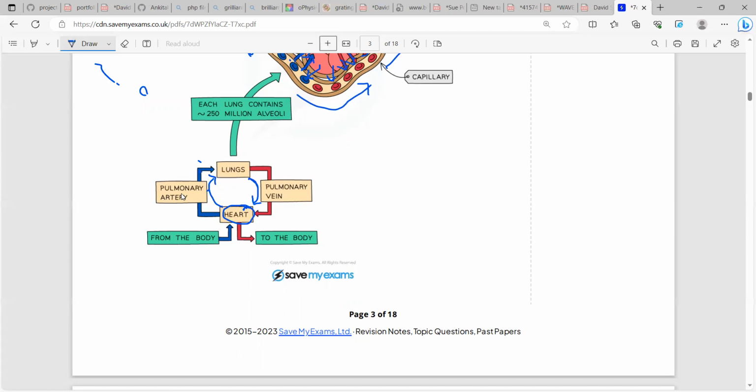It is important for you to know that this vessel that is coming from the heart to the lungs is what we call the pulmonary artery. It contains deoxygenated blood. All right. And then, as we are moving from the lungs back to the heart, we have the pulmonary vein, and the pulmonary vein contains oxygenated blood. All right, so that's fine.